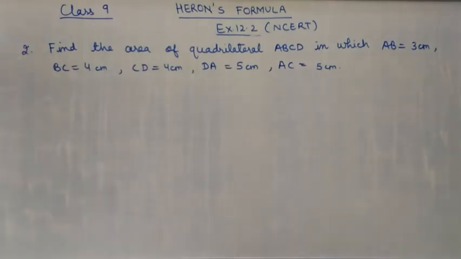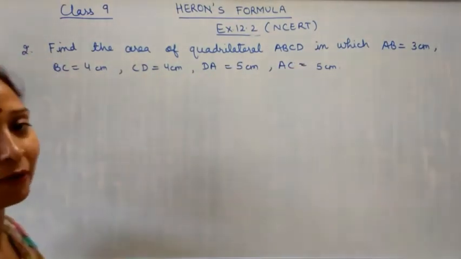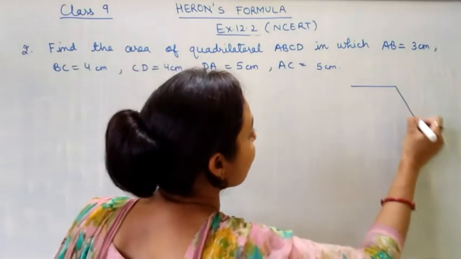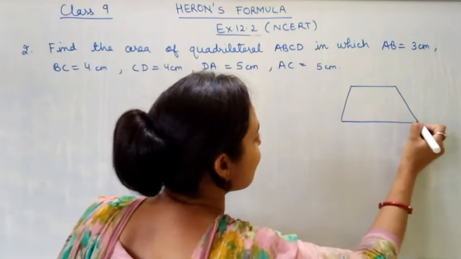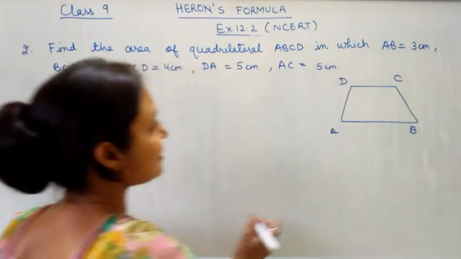Now come to question number 2. Find the area of the quadrilateral in which these measurements are given. You have to find the area of that quadrilateral. First of all, make the diagram of quadrilateral ABCD. This is a rough sketch of the quadrilateral. I will only write the measurements.